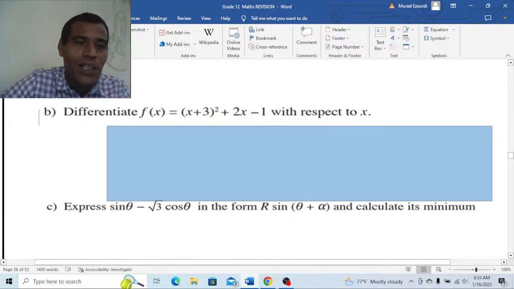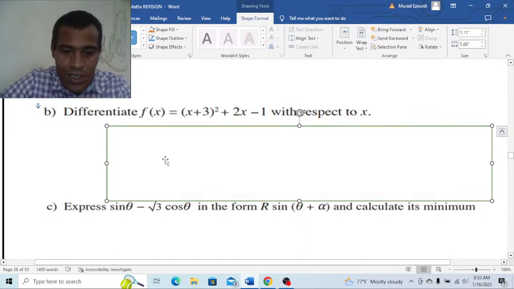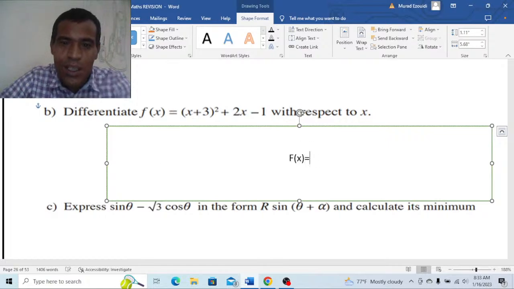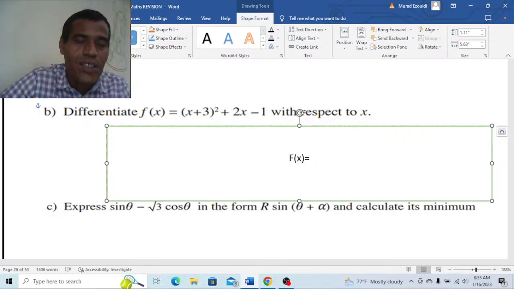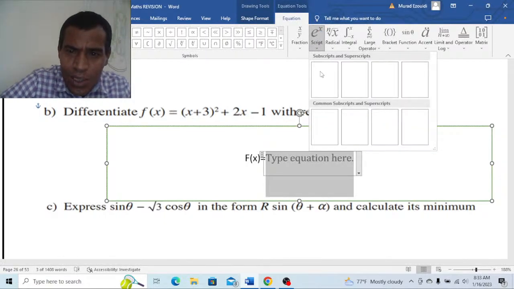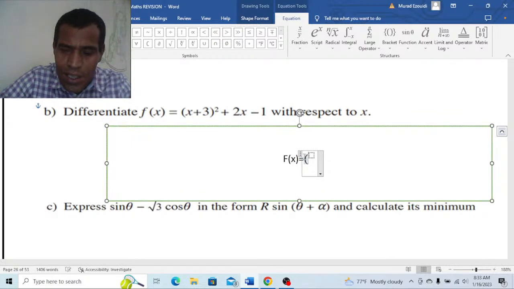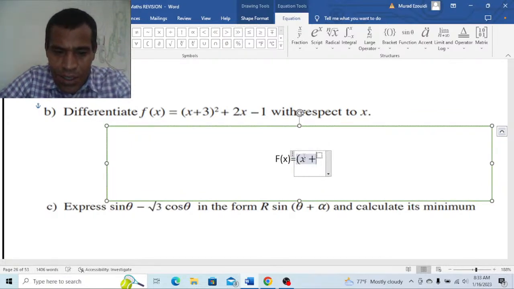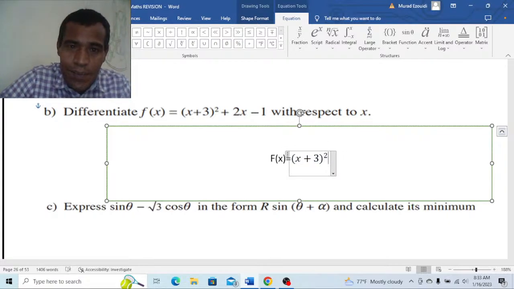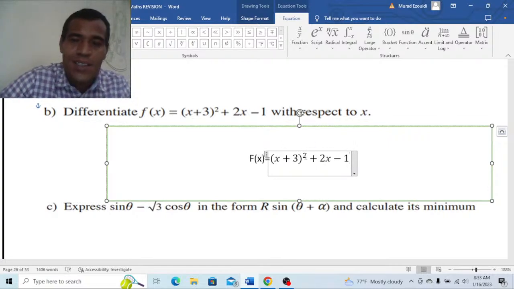I will insert an equation. Go to equation insertion. If f of x is equal to (x plus 3) all squared, raised to the power 2, then plus 2x minus 1. This is my original function.